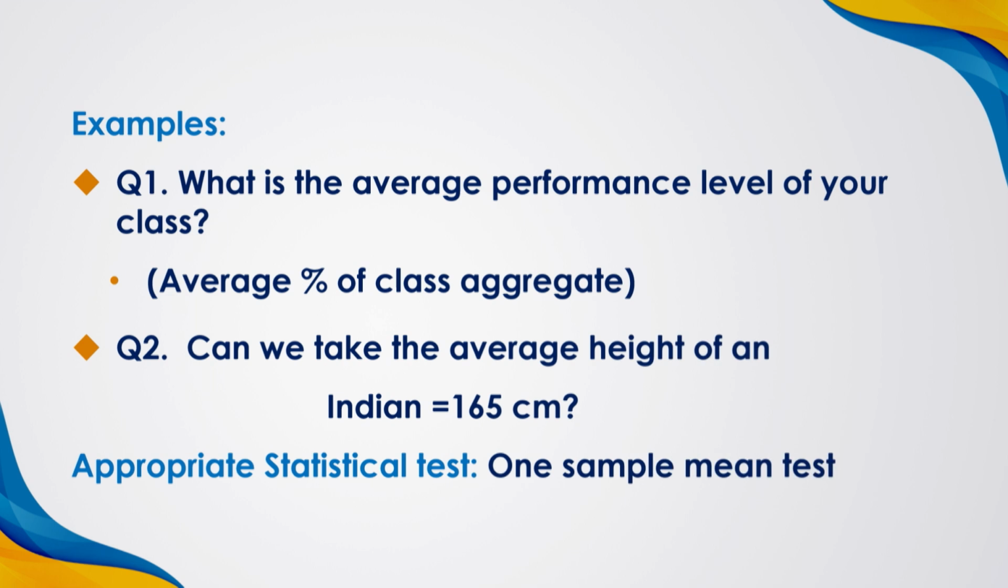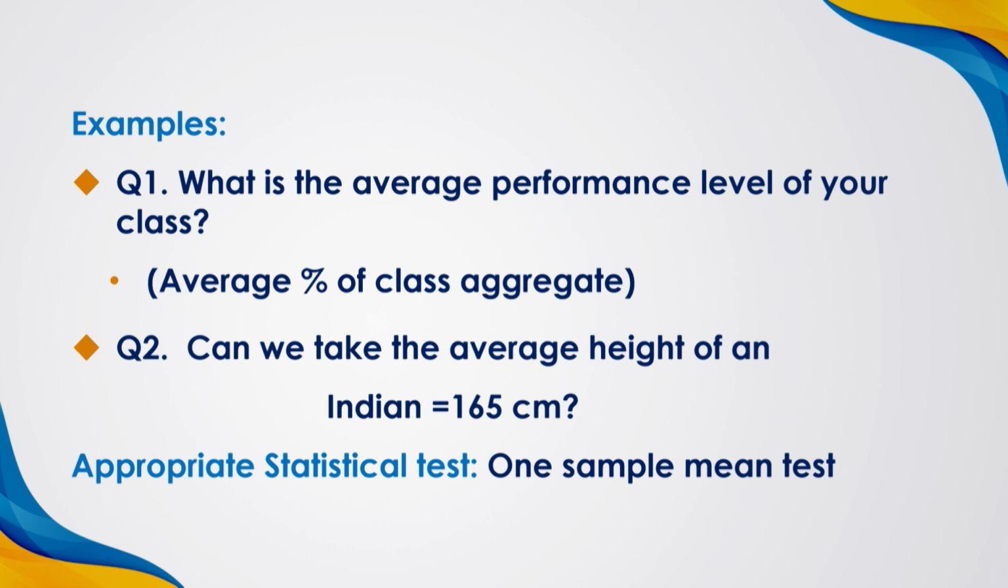One more example is given here. Can we take the average height? Because we cannot measure all the people of India's height, can we assume that, or can we take it as 165 centimeters? This is a question mark. Therefore, this is called point prevalence.